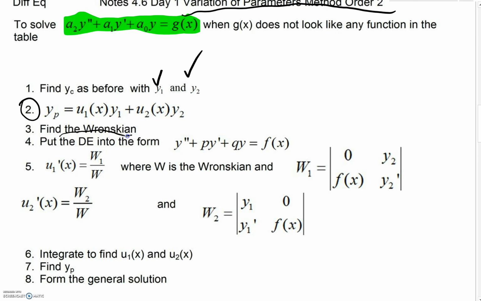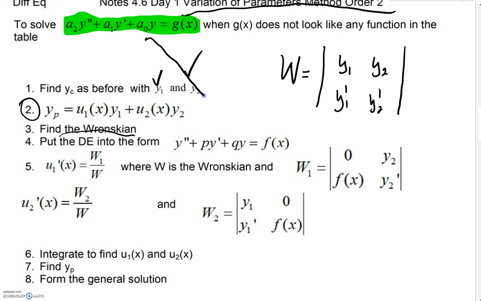We're going to find the Wronskian. Well, let's have a little reminder what the Wronskian was. It was a determinant. And here are your two solutions that you found via the homogeneous differential equation with that quadratic. You take your two solutions, take their derivatives, work out this determinant. Then you're going to take this equation.